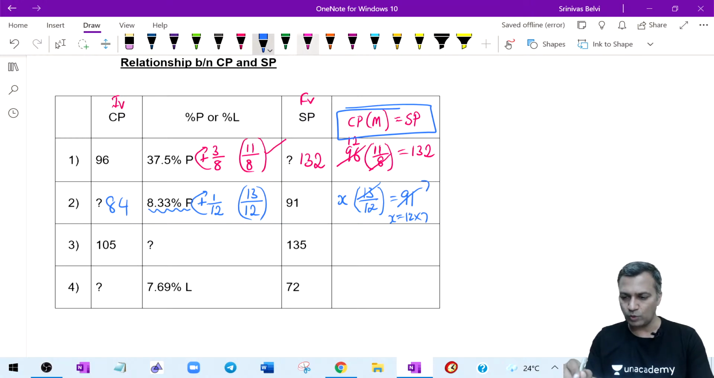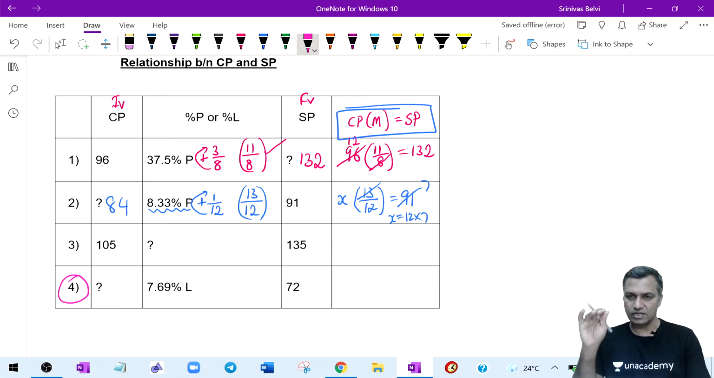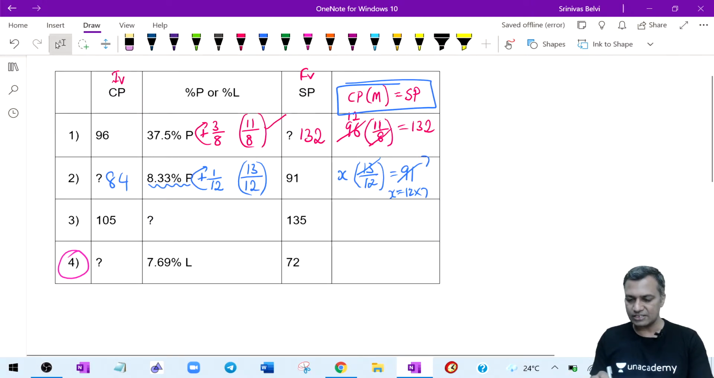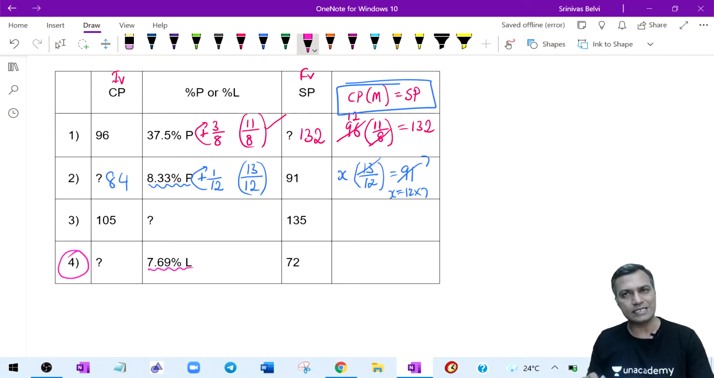Okay, let me do the fourth one. And then now let's come back to the third one. Let's do the fourth one. Hey, there is a loss. There is a loss of 7.69%.